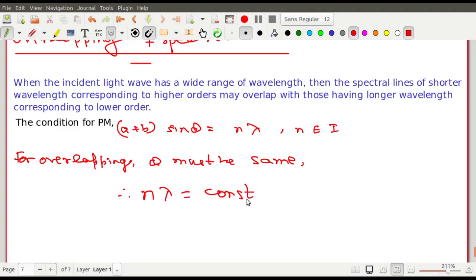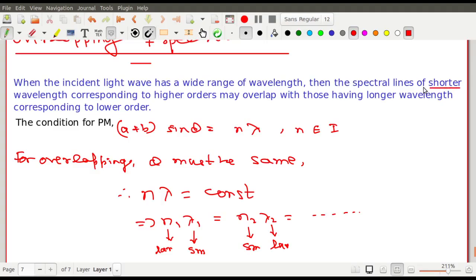So n lambda is coming out constant here. n lambda constant means basically you may write here n1 lambda 1 is equal to n2 lambda 2 is equal to some dot dot dot. That means light of very shorter wavelength, this value is small, but this value you see is large. This value is small, this value is large. Again it may so happen that this value is small and this one is large, and these two multiply themselves to give you a constant number, and constant number means that is the overlapping. That is what has been written, spectral line of shorter wavelength corresponding to higher orders.